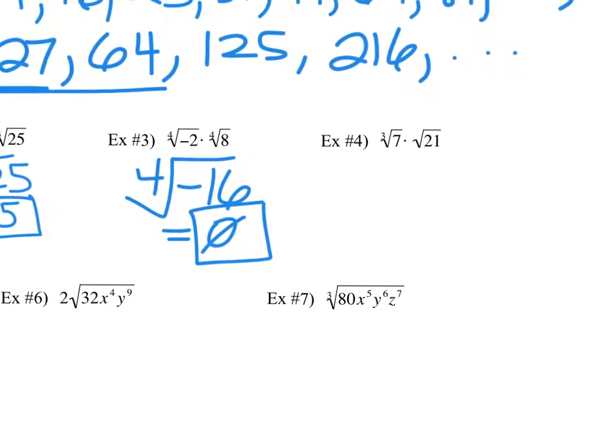And then finally, number 4, it's the cube root of 7 times the square root of 21. I saw some people shaking their head, nope, because they're not the same roots, so you can't multiply them together. All right, so you're feeling pretty good? That's the first 4. Only like 19 more to go.